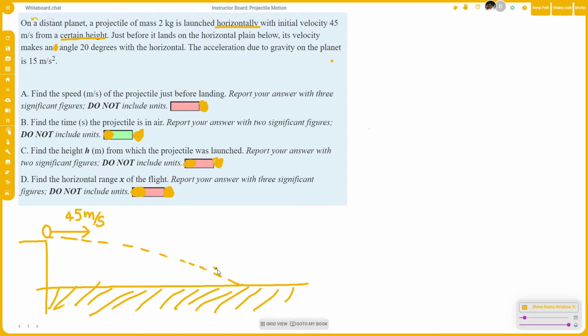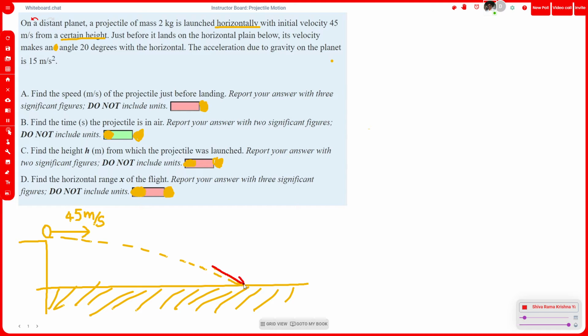Alright, so let us represent it. Let me change the color for this. It makes an angle of 20 degrees. And the acceleration due to gravity on the planet is 15 meters per second squared. Alright, so the g value is given, that g is equal to 15. Now what do we need to do? We need to find the speed of the projectile just before landing.